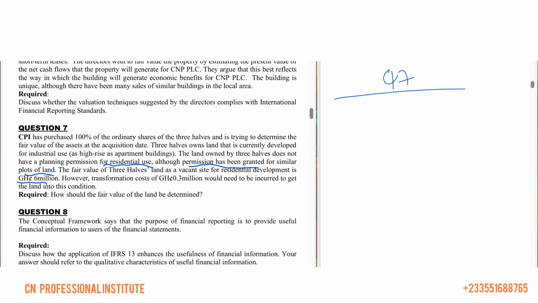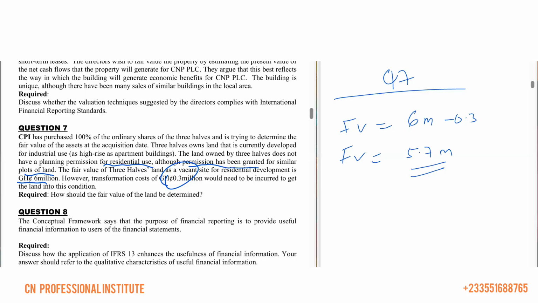So we pick the fair value if used for residential purposes. The fair value will be the 6 million minus the cost of 0.3. This 0.3 cost, I told you, associated costs are deducted and benefits are added. So if you deduct, you get 5.7 million, and this becomes the fair value.